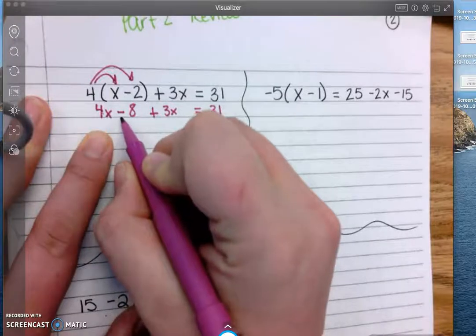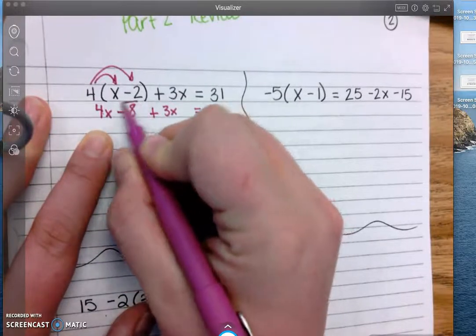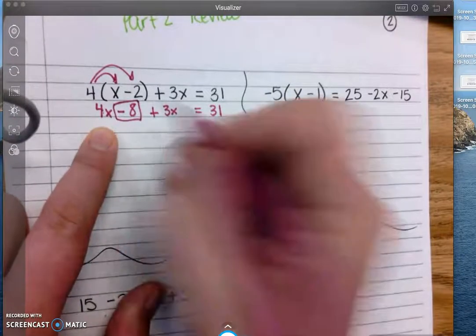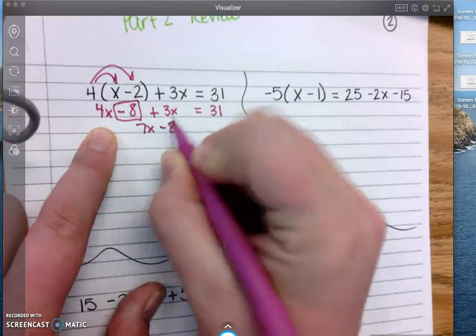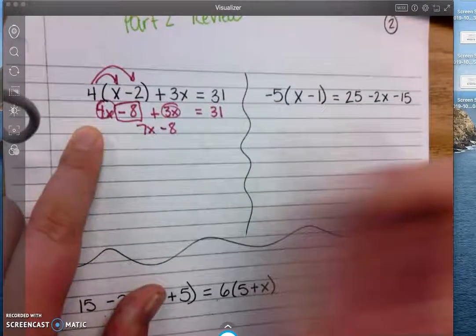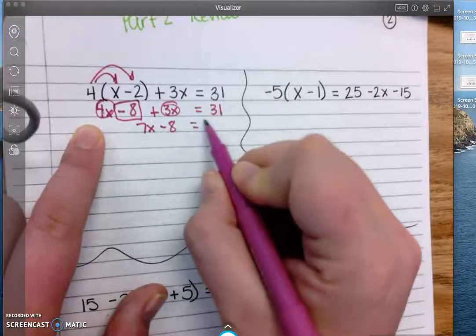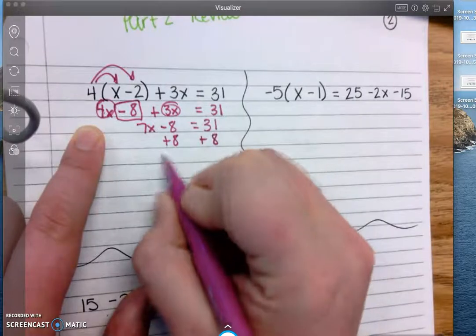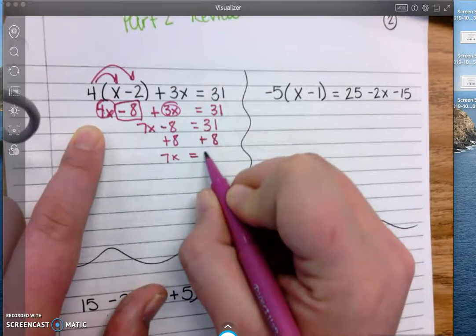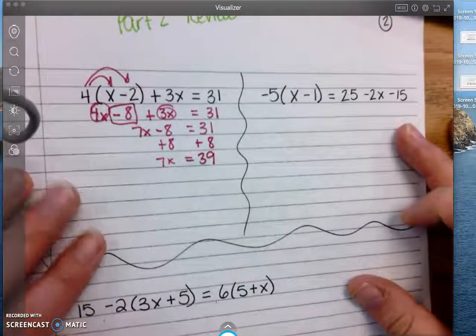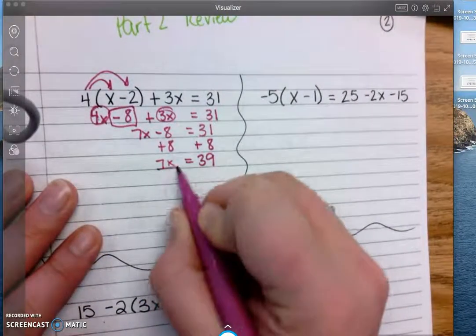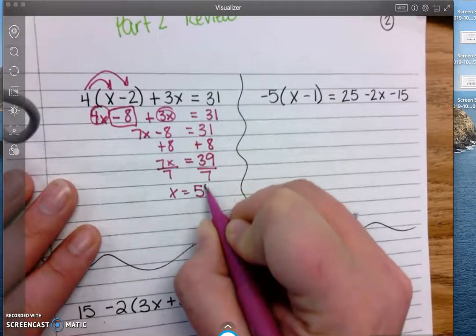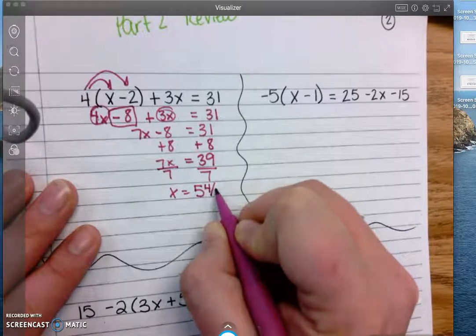Do you see how we have a minus sign after it? That minus goes with this 8, so don't worry about that. I need to worry about 4x plus 3x, which is 7x. So I combine these two, and just rewrite the minus 8 equals 31. Then I need to add 8 on both sides. 7x equals 39. Again, these are not nice numbers. Then divide by 7 on both sides, and I get x equals 5 and 4/7.